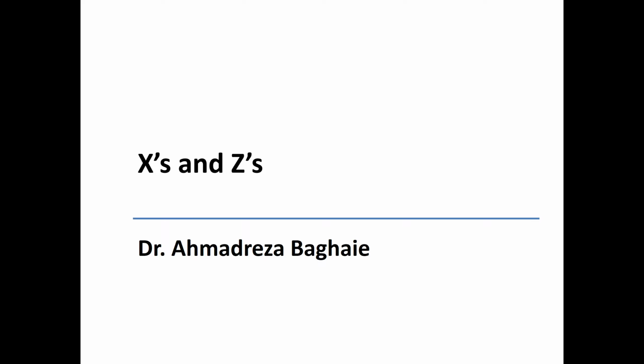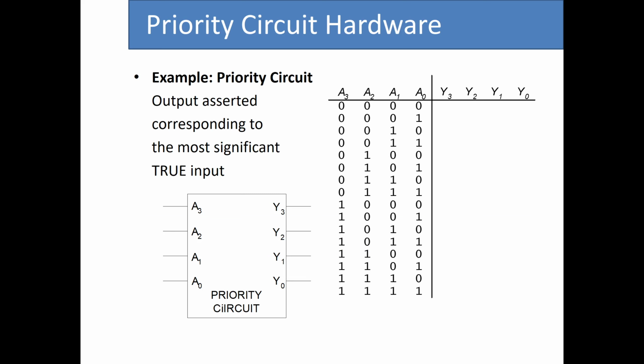In this video, I want to talk about two other symbols that sometimes appear in truth tables, namely x's and z's. So before I do that, I want to introduce a circuit which is called a priority circuit, and see how we can introduce some additional symbols to simplify our truth table.